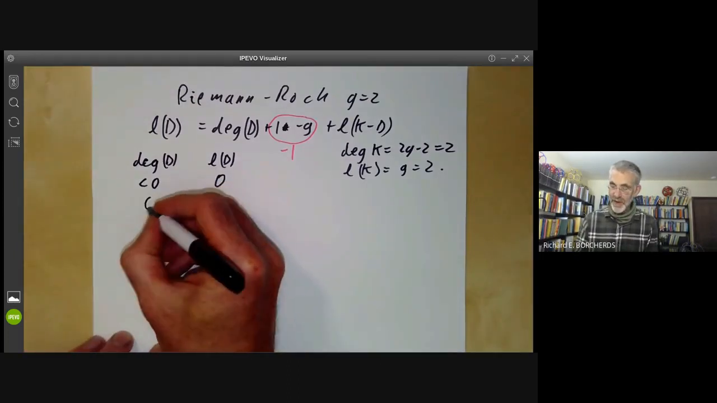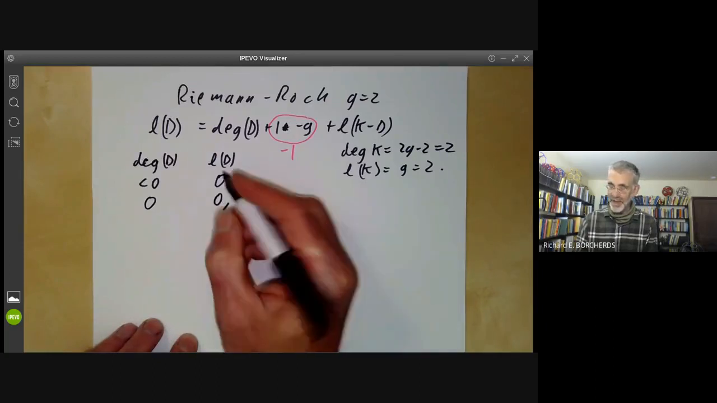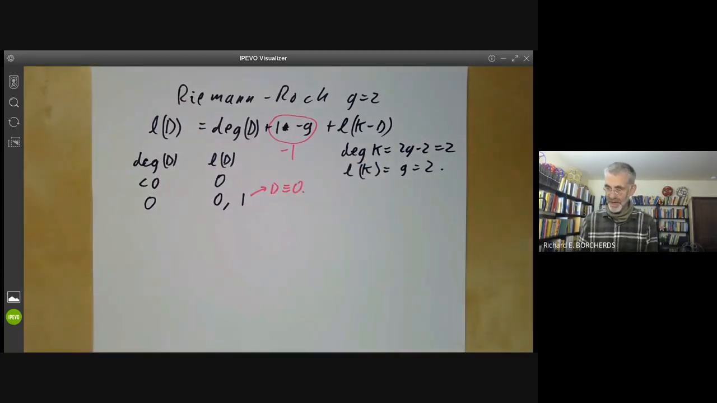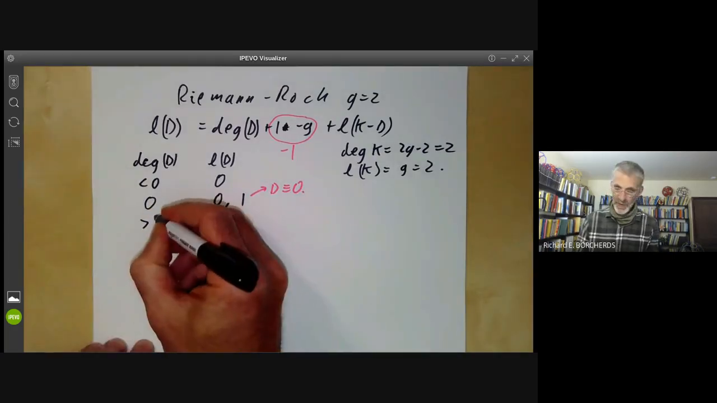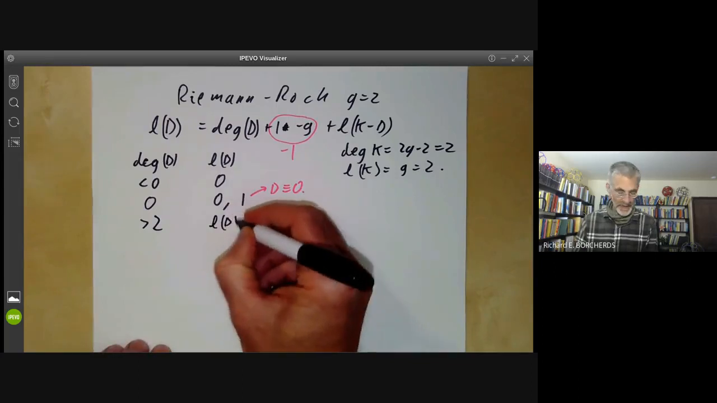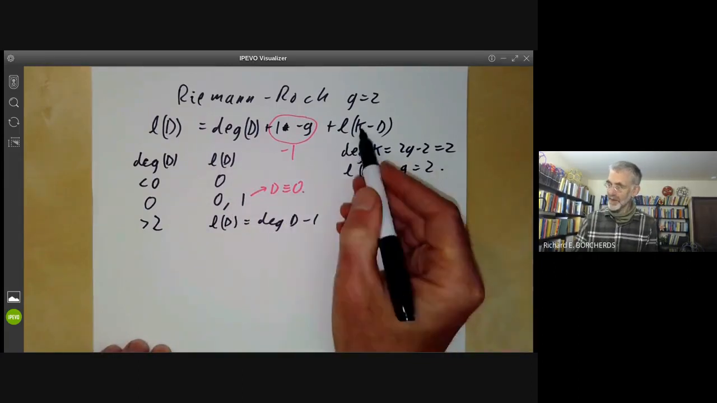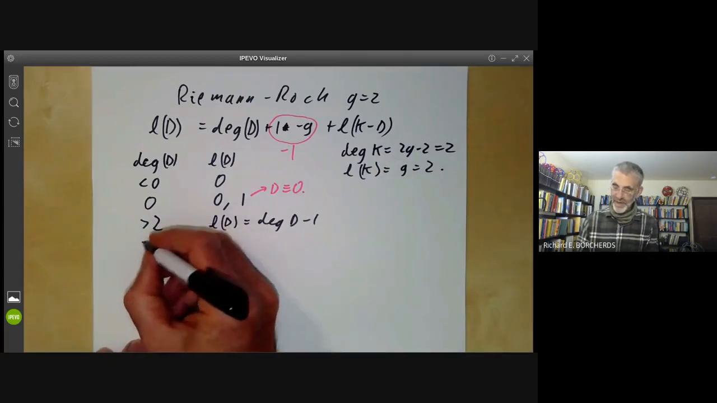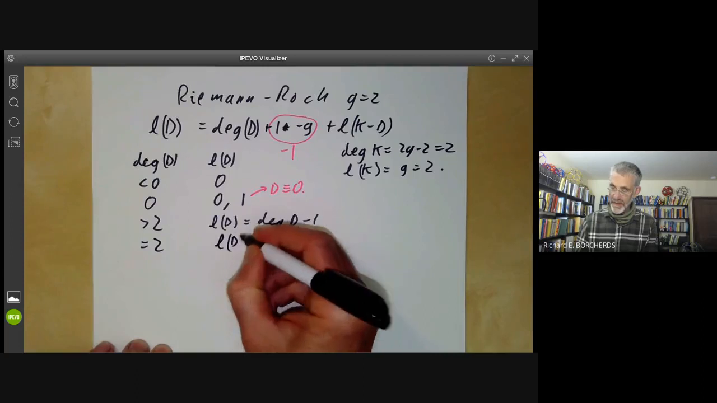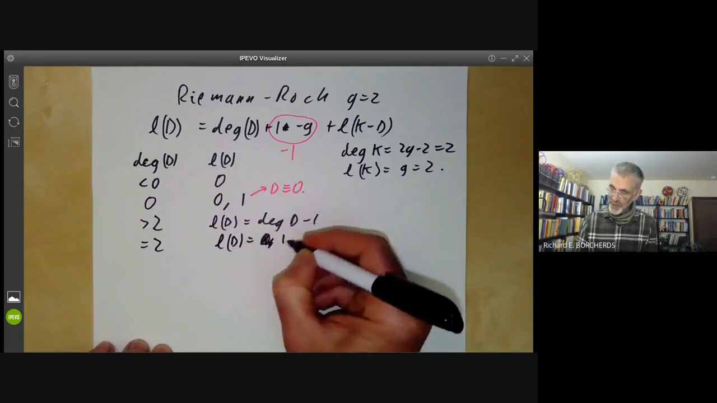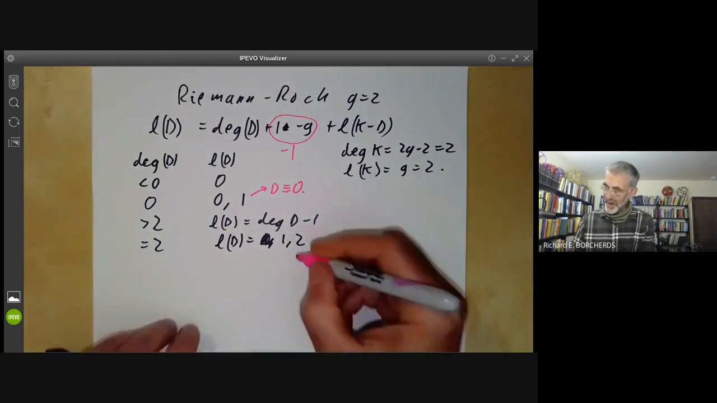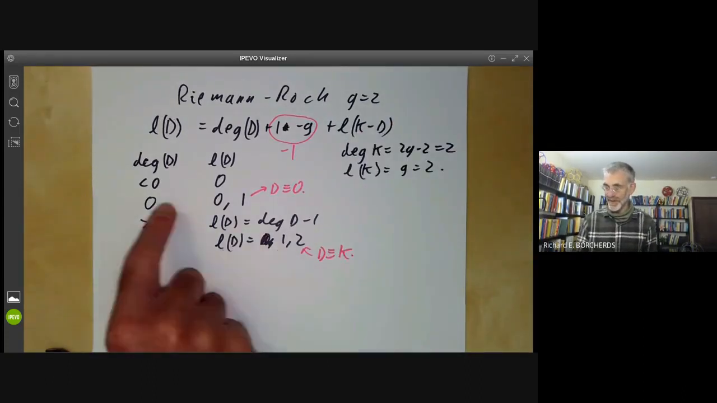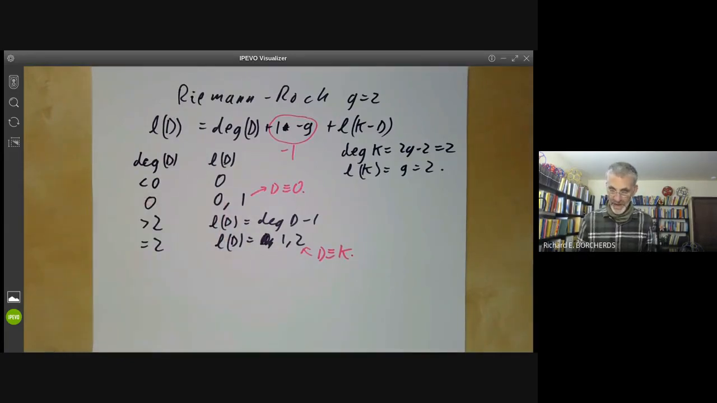If the degree of D is equal to 0, then as we've seen before, the dimension of L of D is either 0 or 1, and it's 1 in the case when D is equivalent to 0 and 0 otherwise. If the degree of D is greater than 2, then L of D is equal to the degree of D minus 1, because the degree of K minus D is now negative, so L of K minus D is 0. If the degree of D is equal to 2, then L of D is equal to 0 or 1 or 2, and it's equal to 2 if D is equivalent to the canonical divisor, as you can check easily, and 1 otherwise.